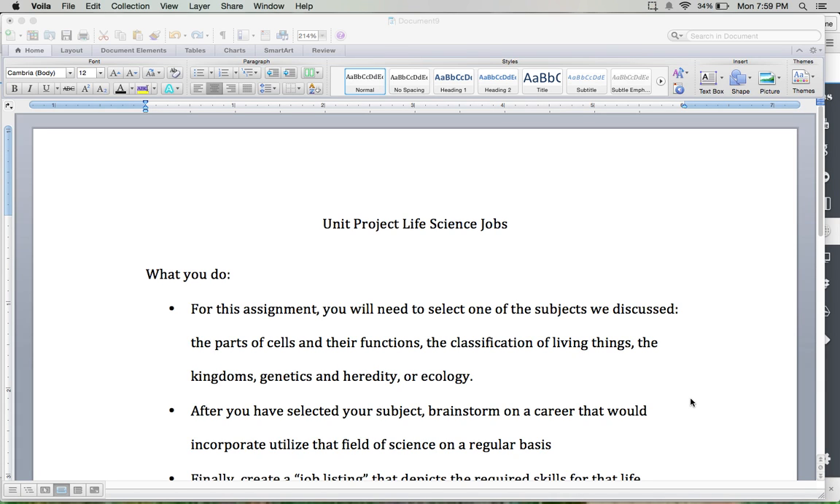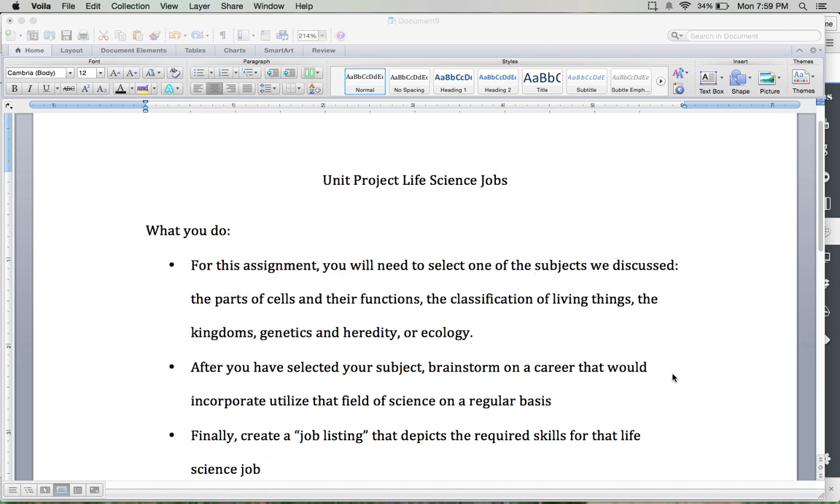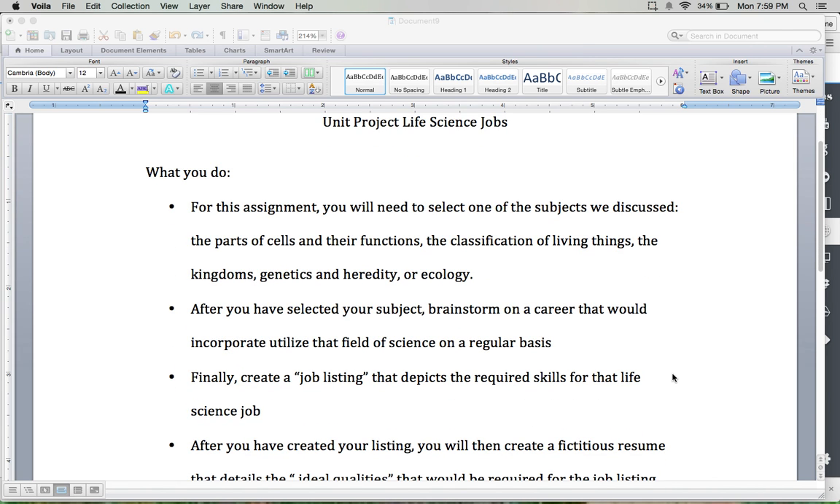Everyone, this is the unit project on life science, and it's going to be life science jobs. For this assignment, you're going to select one of the subjects that we discussed, be it the parts of the cell and their functions, the classification of living things, the six kingdoms, genetics and heredity, or ecology. Then you're going to brainstorm on a career that would incorporate those skills.